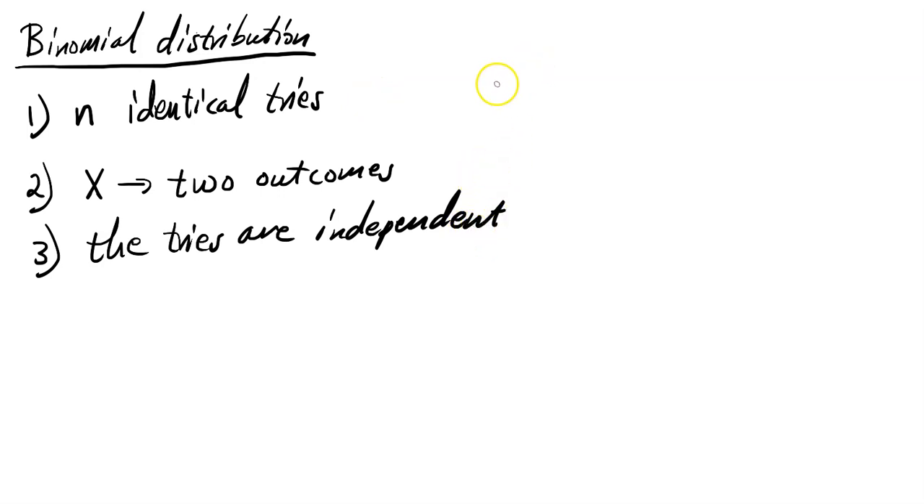Let's say that the probability is the same in all tries. Let's call it p. So p is the probability of getting one of the outcomes in each try, for example the first outcome, and that's the same in each try. Now we want to figure out what is the probability that the event x will happen in k of these n trials?